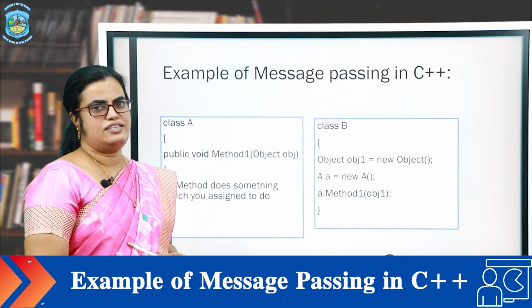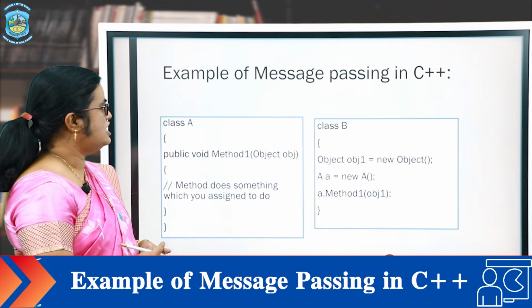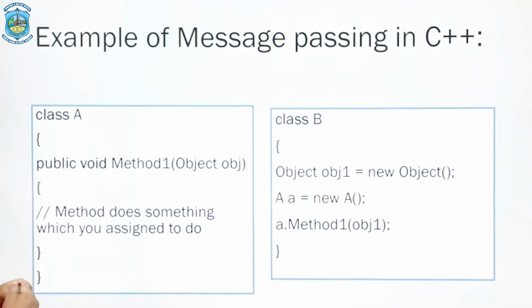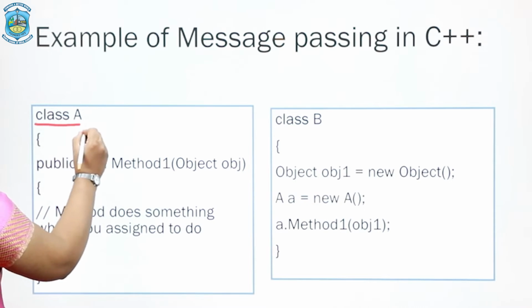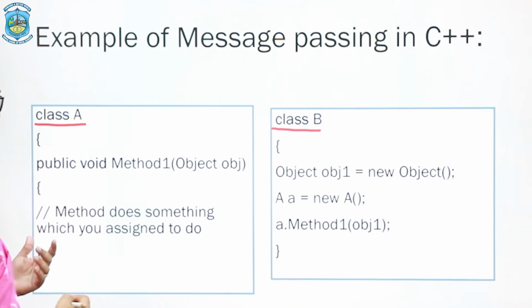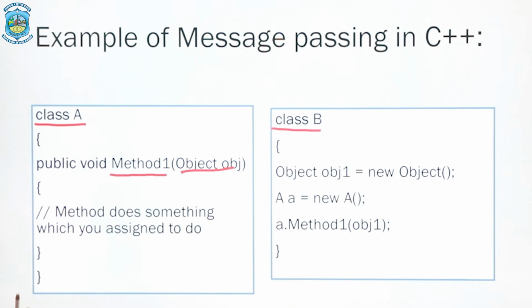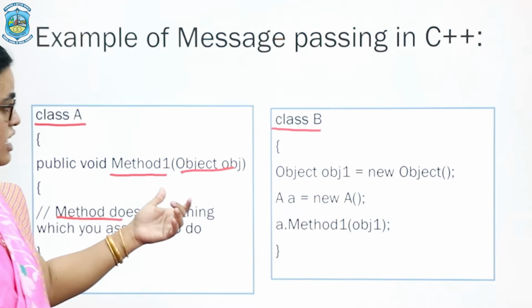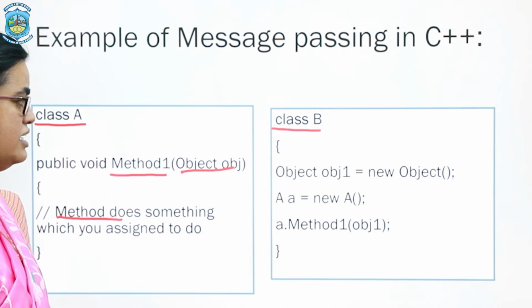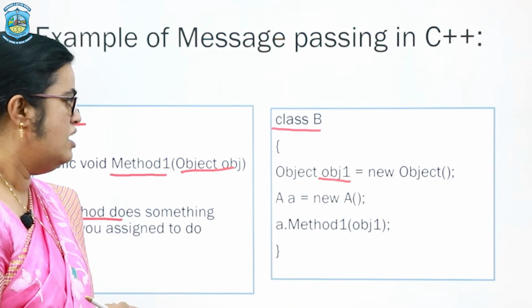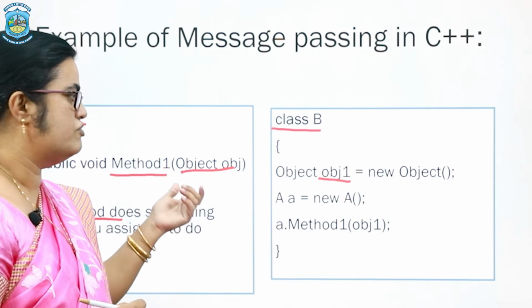Now that we have seen the concept of message passing, let me take you through an example of message passing in the C++ programming language. Here you see there are two classes, class A and class B. Class A has a method 1 and an object that is being passed to it. The method can have any of the statements that do some of the communication. Now in class B, there are objects that are being created. Here, the first object that is being created is obj1, which is basically an object of the object class.